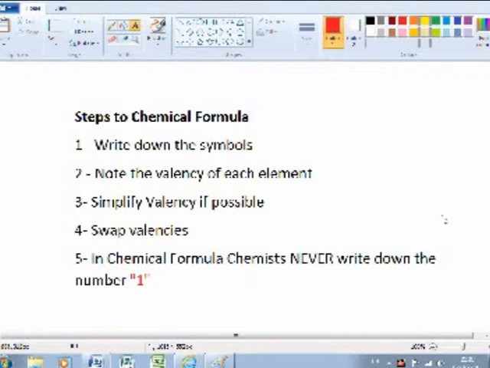Simple basic steps to writing chemical formula. The first thing that we have to do is get used to using our periodic table, and we write down the symbols of the elements. Second, we note the valency of each element. Following that, we simplify the valencies down if possible. Once we've done the simplification, we swap the valencies over. An important thing we should always do: we never ever write down the number 1 in chemical formulas.